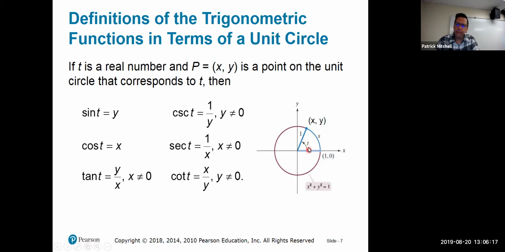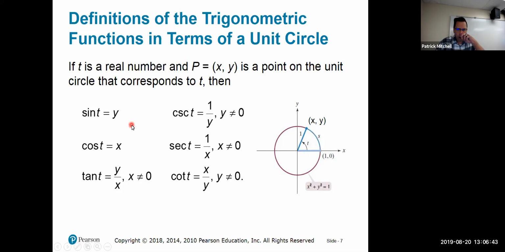So notice that t is the measure of this angle, but it is also the length of this arc. And again, I really wish that this letter here was a T instead of an S. I mean, it's not wrong. It's just, I think it would make it a little clearer if we made that a T. So what goes into any of these functions is either an angle or an arc length.